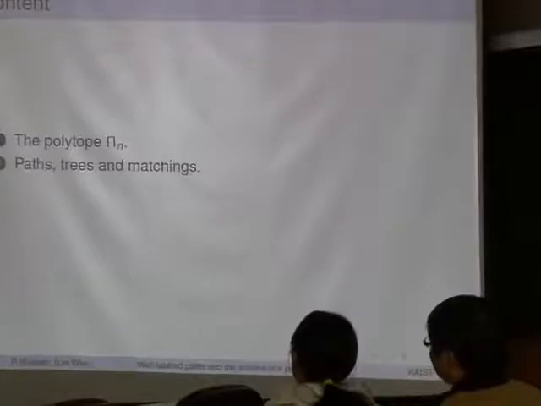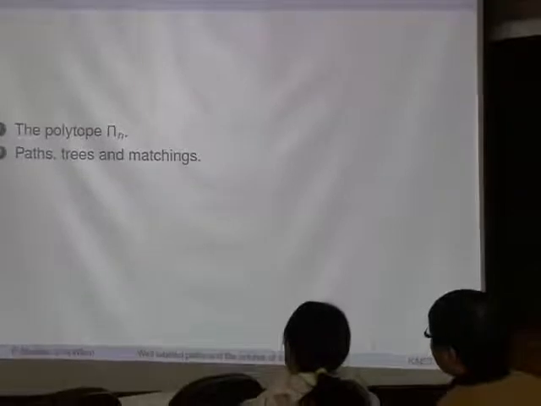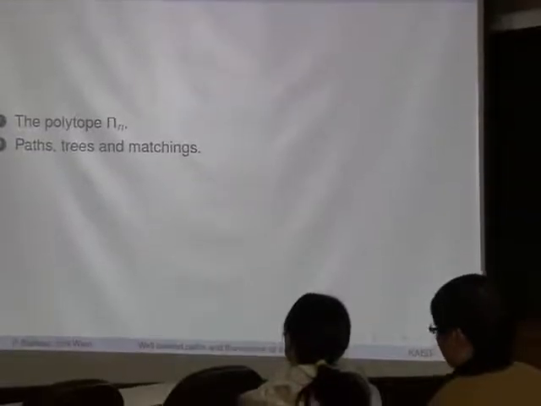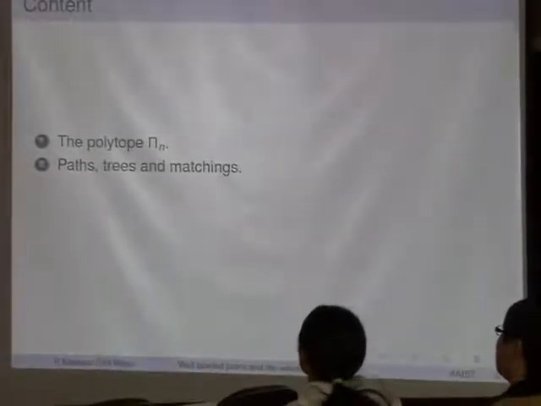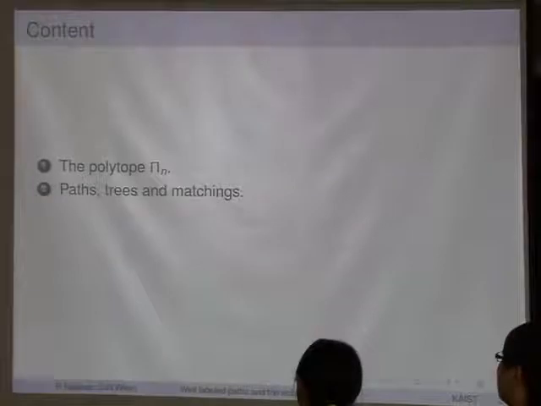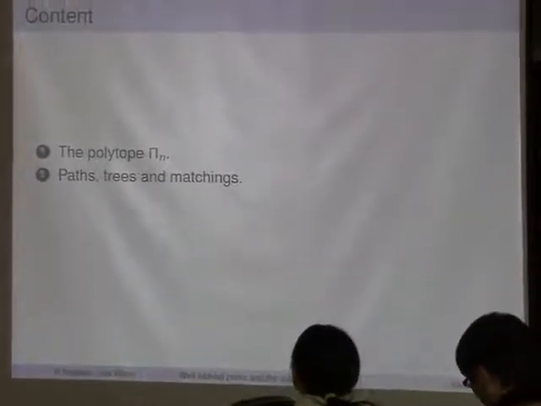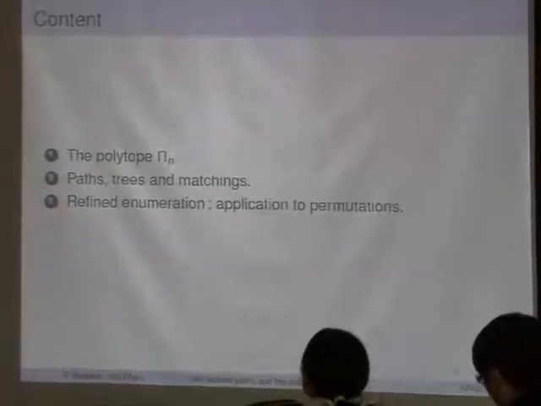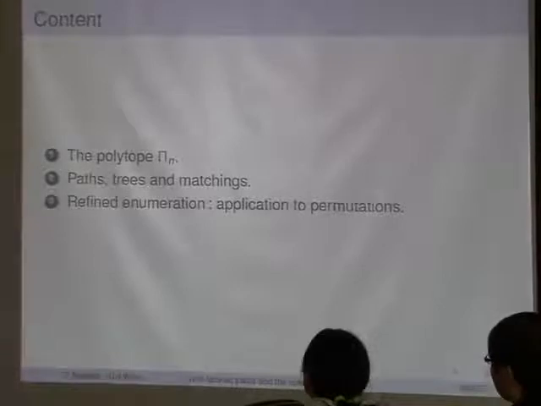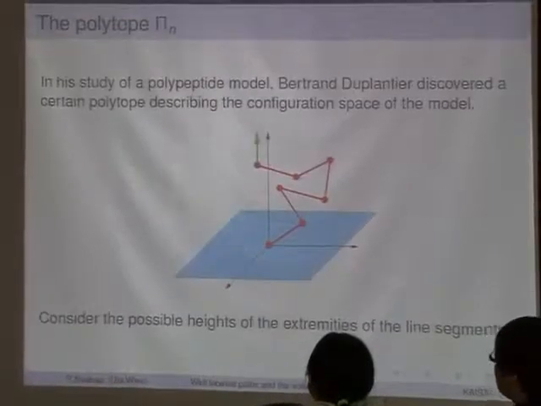So the polytope, we'll try to compute combinatorially the volume of a polytope, which has a very nice formula. And for this, we'll try to do it bijectively, and this will involve matchings, which are very well-known combinatorial objects. And in the end, we'll give a couple of applications of the bijections to permutation enumeration. Let's see. So we'll first start with the motivation.